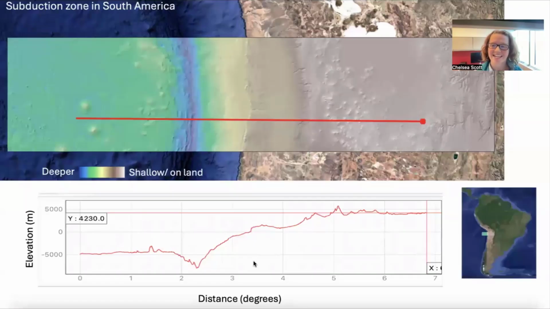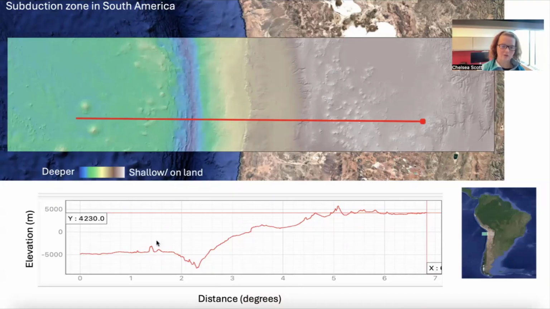We'll now be looking at examples of this bathymetric dataset. First, we'll be looking at the subduction zone in South America. Here we are in northern Chile, and this is where the Nazca plate is subducting under the South American plate. We can use this bathymetric and topographic dataset to get an image of the topography along the entire subduction zone, which is what you can see here. And then here is a topographic profile showing elevation versus distance in degrees.